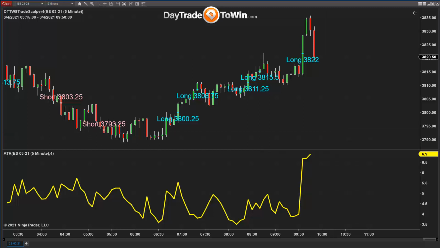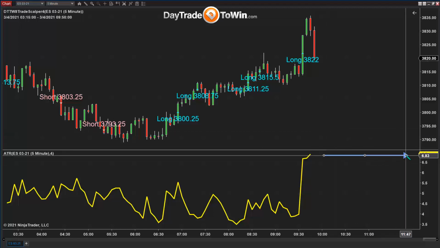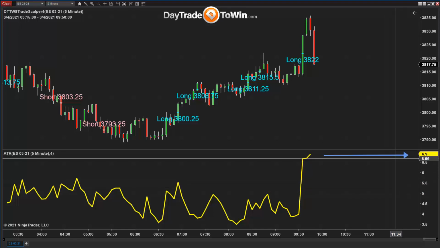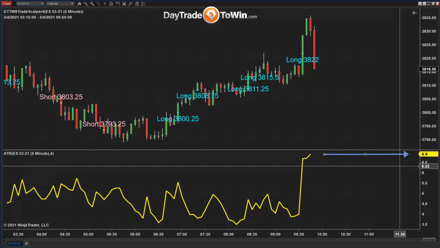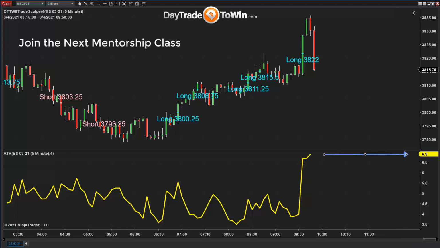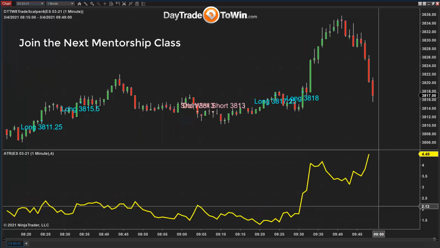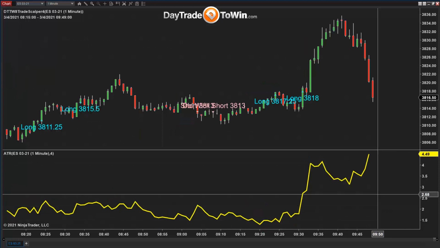So for example, right now you can see that the ATR is close to 7 points. If you were going to trade right here and right now, the stop would have to be a little bit larger than this value, than 7 points, which I think is too much. At this point on a 5-minute chart, it's too much. If I dropped it down to a 1-minute chart, the ATR then adjusts for the last 4 minutes.